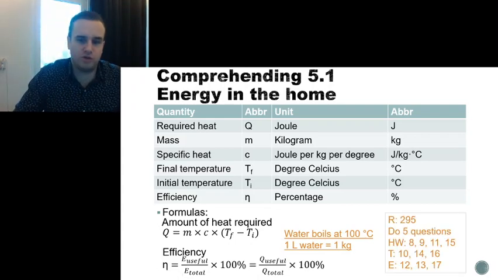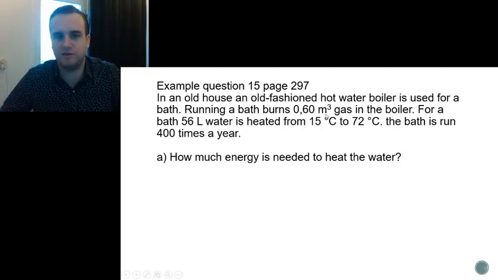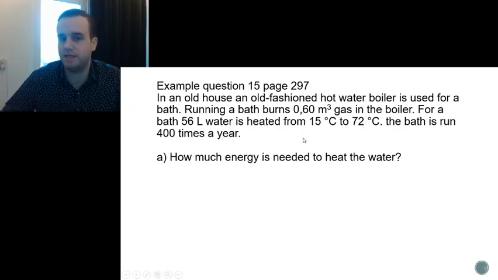So these were the homework questions, but I want to do an example together. We're doing question 15 on page 297 together. It's about an old house. It uses an old hot water boiler. It runs a bath, and to run the bath, 0.60 cubic meter of gas is burned. This bath contains 56 liters of water and is heated from 15 to 72 degrees Celsius. It is run 400 times a year. We might need that later.